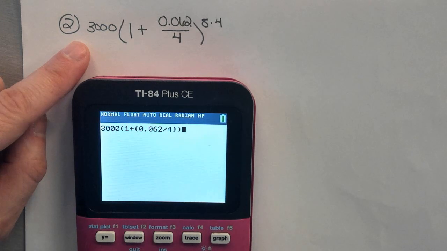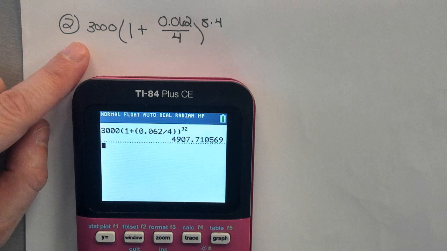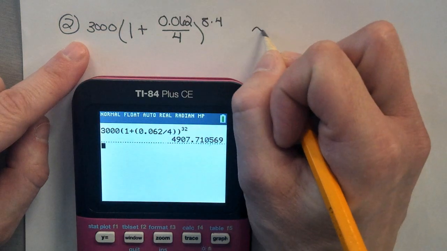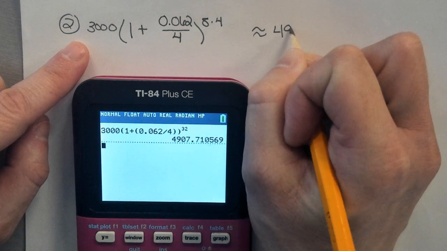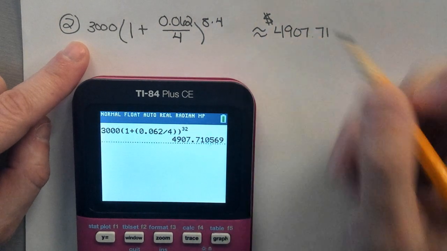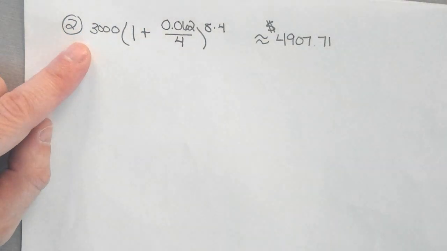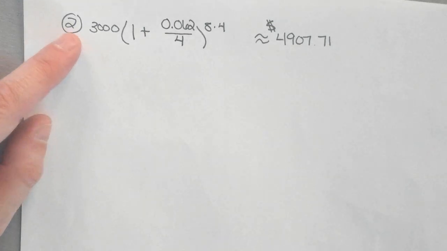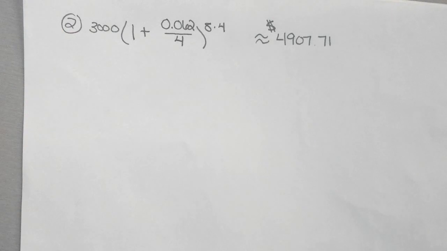Close, close, to the, and I could type in 8 times 4, but I just know that it's 32. And so I have approximately $4,907.71. Good? Questions so far on anything I've said? Number 1 included. We're okay?